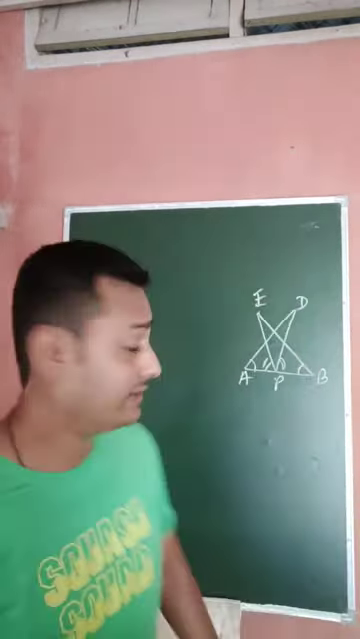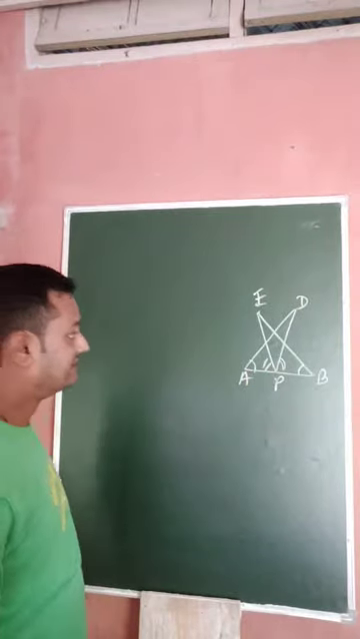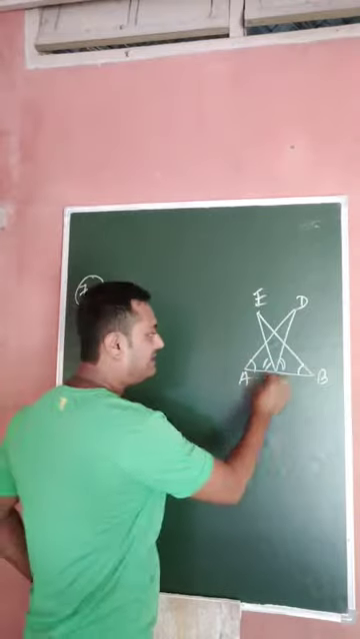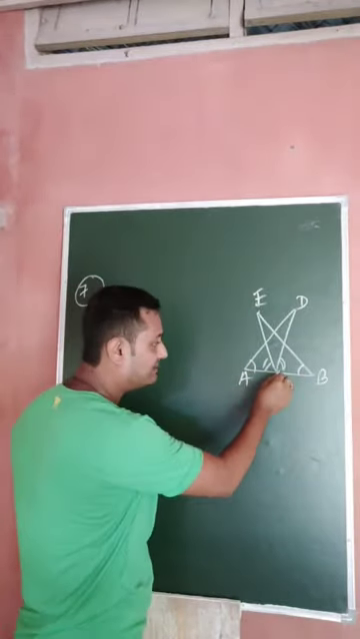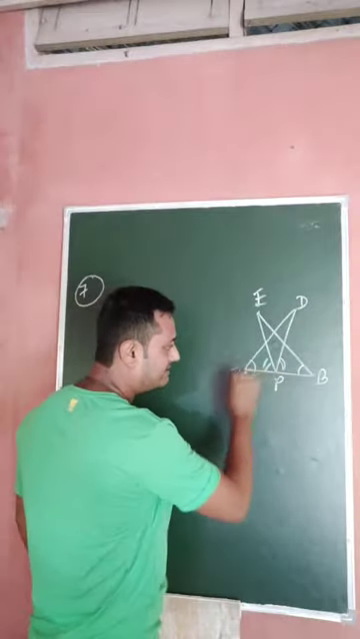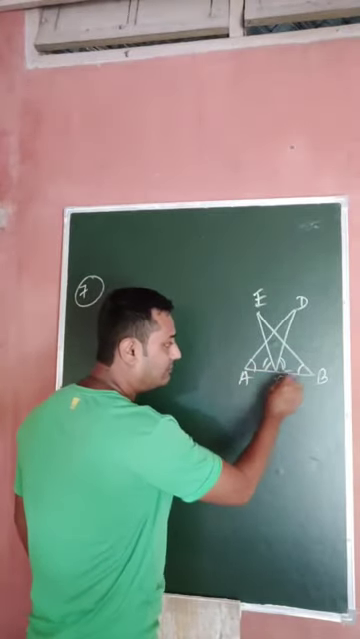Okay, so question number 7, the figure is this one. In this figure it is given that AB is a line segment where P is the midpoint. That means AP is equal to PB.